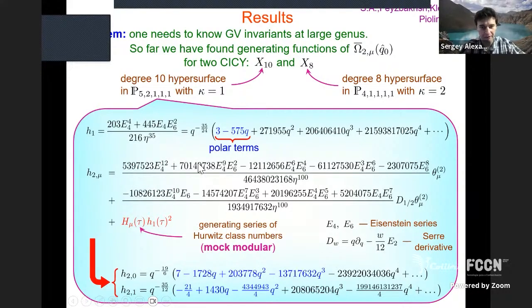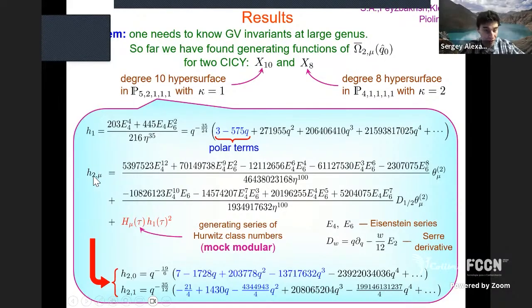So the first two lines are a pure modular form. You see some crazy coefficients, but this is expressed in some essentially random basis constructed from Eisenstein series and theta series. The most important term is actually the last one in red. You see it's fixed in terms of the generating function of Hurwitz class numbers. And it is this term which is responsible for the mock behavior of this generating function.